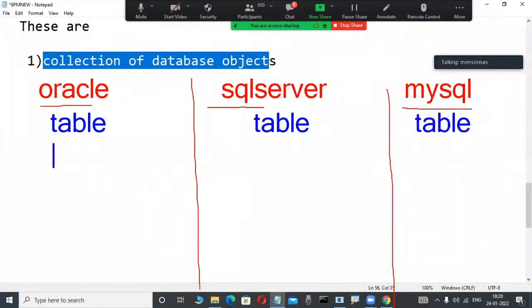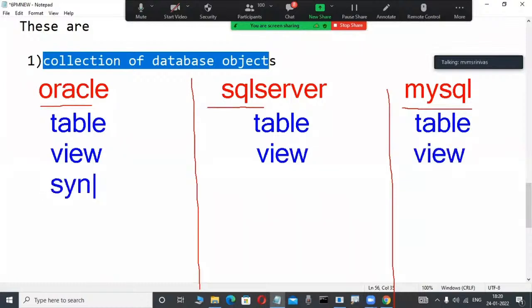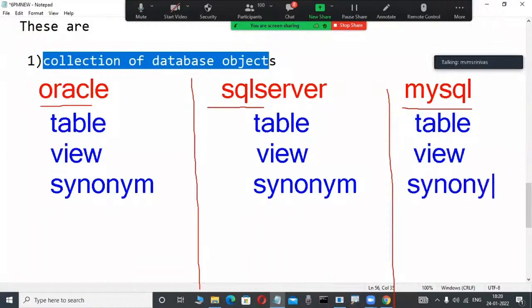Same. Again, view is a database object, with some purpose. Here also view is there. Here also view is there. View is a database object. Here synonym is a database object. What is synonym? What is view? We are learning, don't worry. In our course, synonym is available. Here also synonym is available.